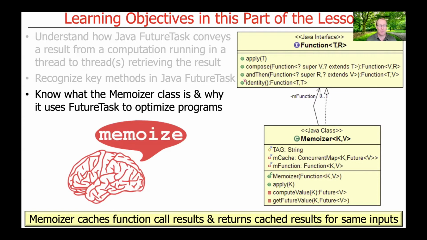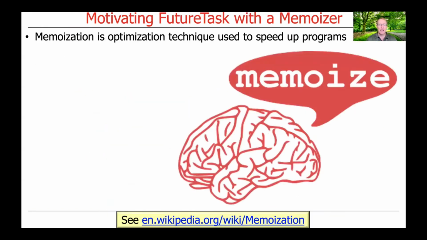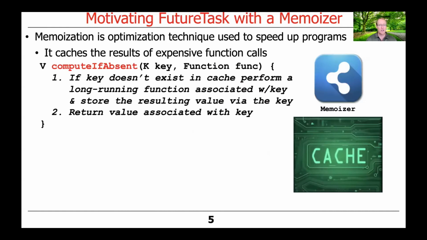If you recall, a Memoizer is a cool data structure that can be used to cache the results of long-running functions and then return those cached results subsequently when someone wants them, so they don't have to do the long-running computation over again. We typically use memoization as an optimization technique to speed up programs that may do a lot of duplicate computations, so it's better to look them up than to recompute them. Here's a quick recap of what a Memoizer does.